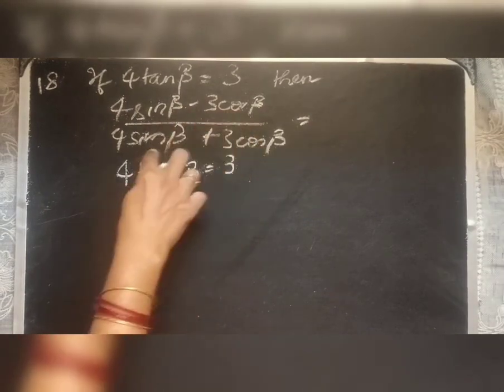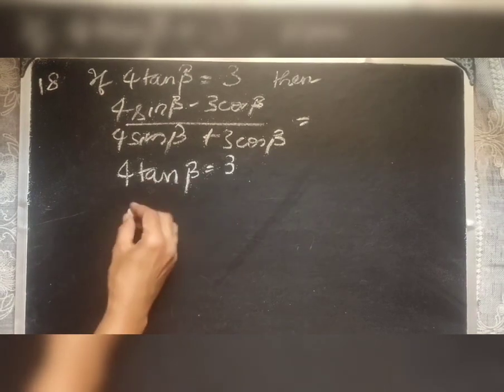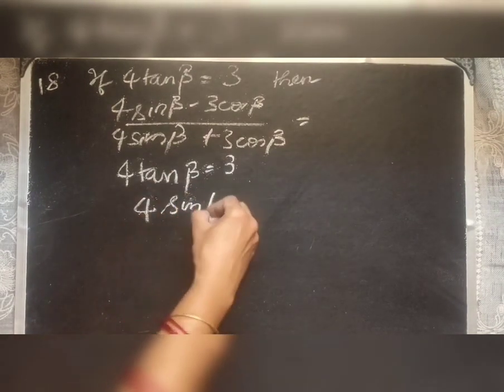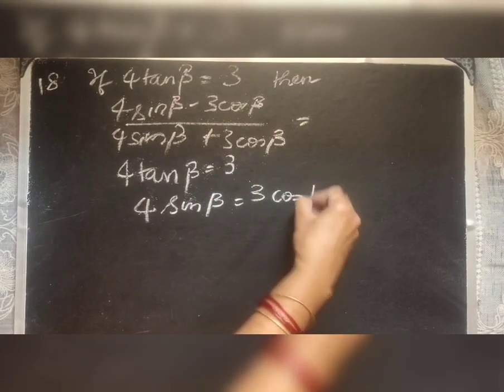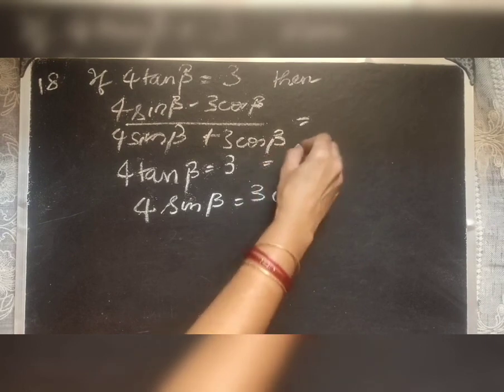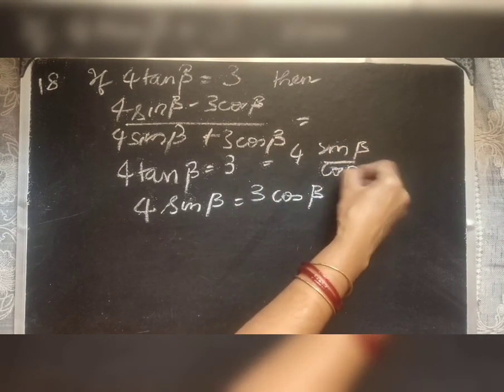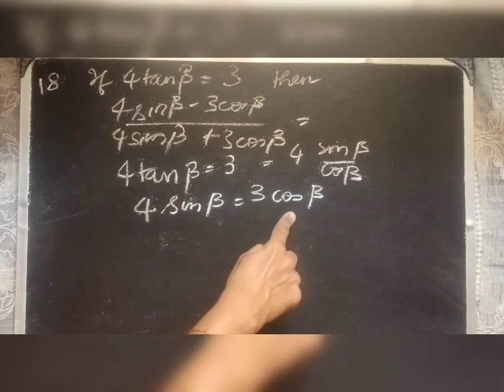Here everything is in terms of sin beta and cos beta. So I'll convert this tan beta also into sin beta and cos beta. So 4 sin beta is equal to 3 cos beta. Why? Because this comes as 4 sin beta by cos beta. So I am cross multiplying. So this comes as 4 sin beta is equal to 3 cos beta.